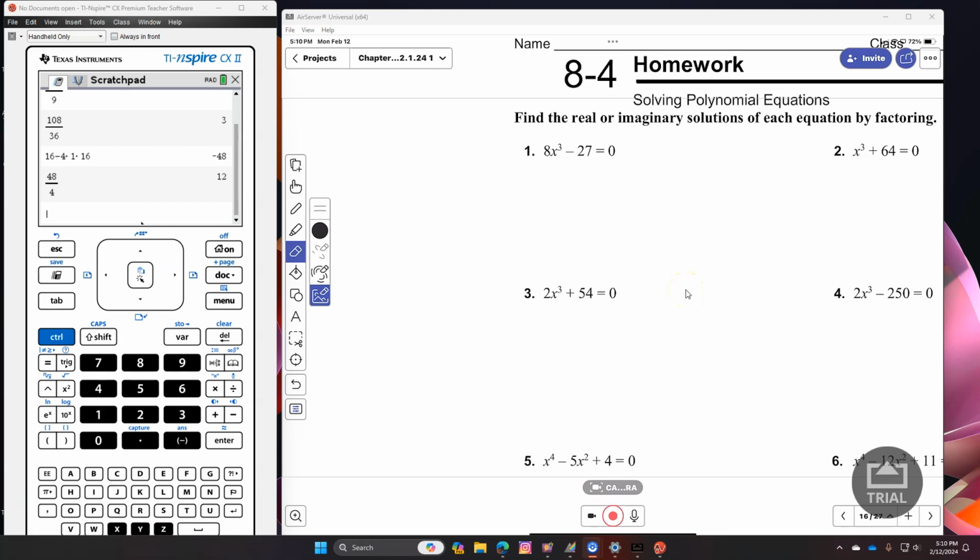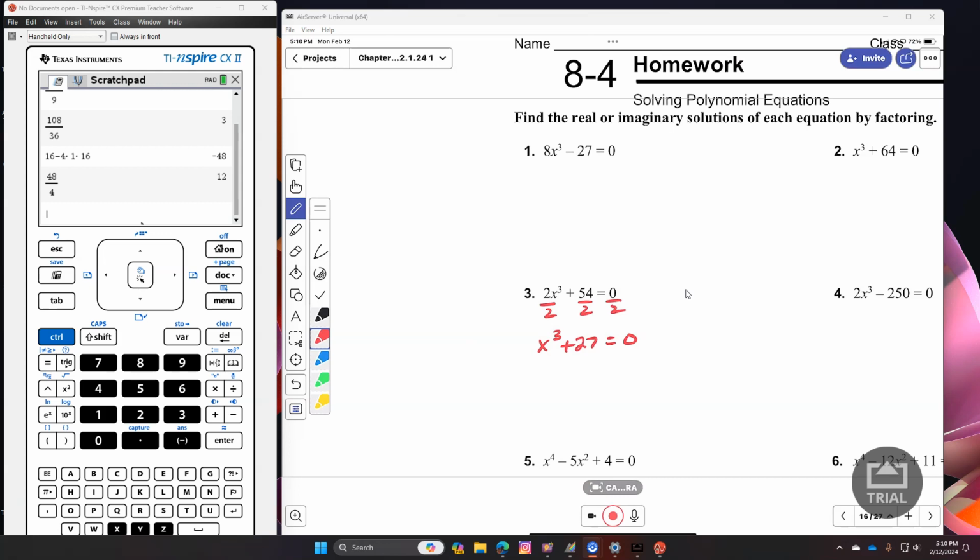We're doing homework number 8.4, solving polynomials, and you notice we have a sum of cubes here. But you notice that we have 2 and 54, and we know that 54 is divisible by 2. So if I'm going to factor out a 2, what I'm actually doing is dividing by 2. So I have x cubed plus 27 is equal to 0.